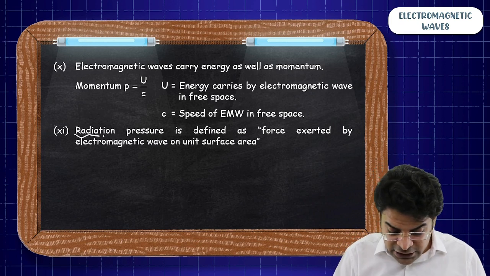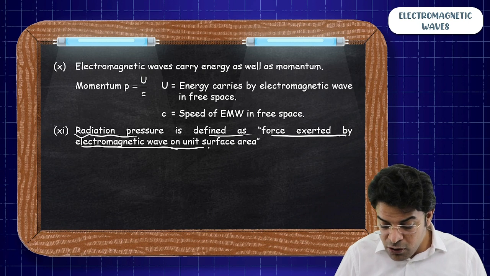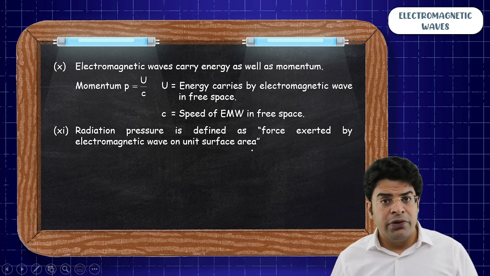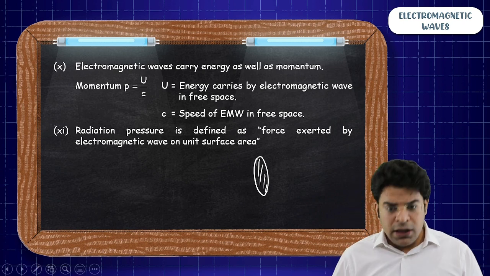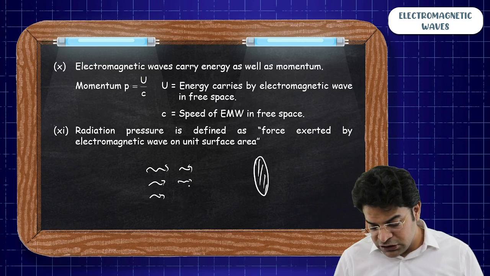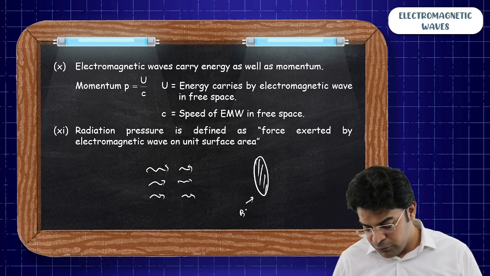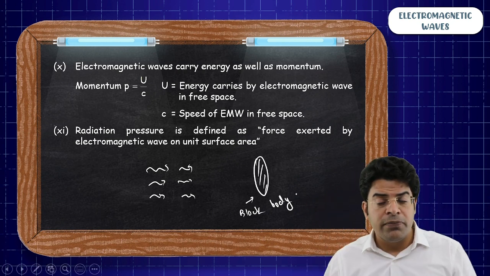So radiation pressure is defined as the force exerted by the EM wave per unit surface area. We have just learned that if we have some surface area, and an EM wave comes and, let's say, gets absorbed on this surface, so this is a black body. Okay, black body. It absorbs the radiation falling on it.